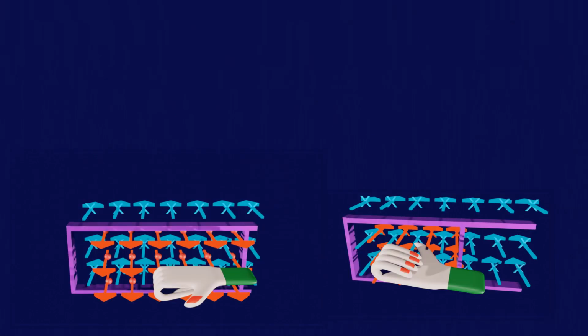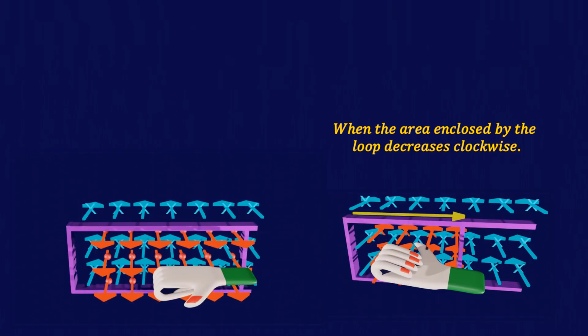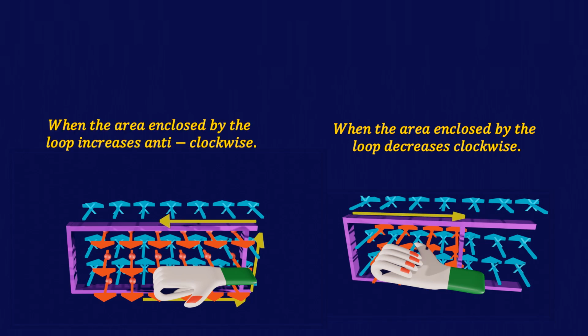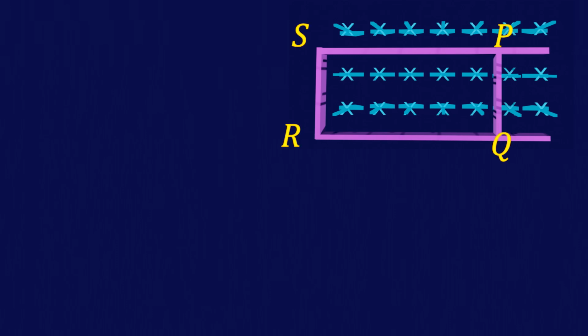When the area enclosed by the loop decreases, the induced current direction is clockwise. At the same time, when the area enclosed by the loop increases, the induced current is in the anticlockwise direction. We have seen the experiment part. Now we see the derivation part.